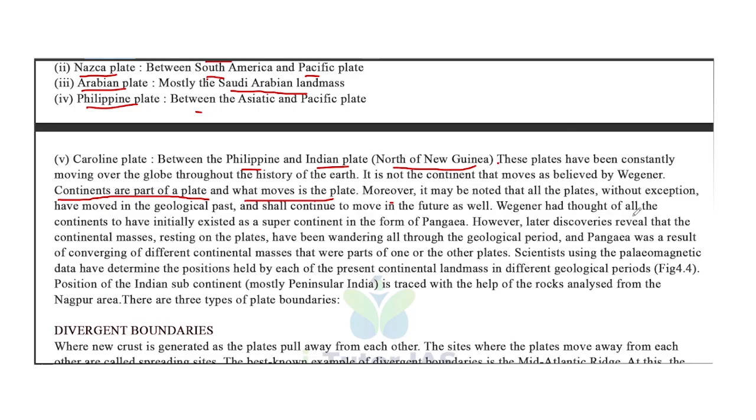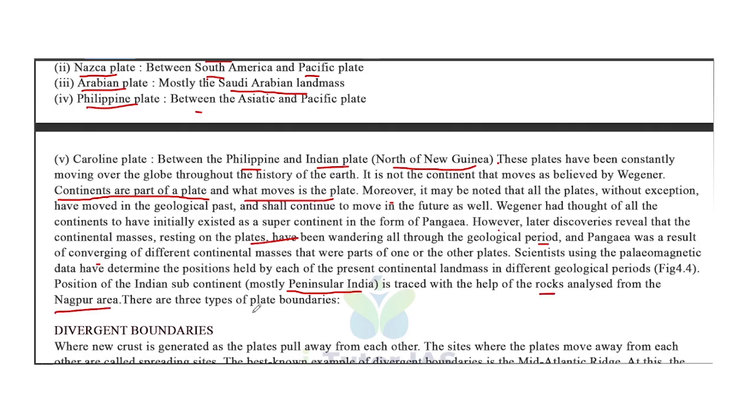Wegener had thought of all the continents to have initially existed as a supercontinent in the form of Pangaea. However, later discoveries revealed that the continental masses resting on the plates have been wandering all through the geological period, and Pangaea was the result of the converging of different continental masses that were part of one or the other plates. Scientists using paleomagnetic data have determined the position held by each of the present continental landmasses in different geological periods. The positions of the Indian subcontinent, mostly Peninsular India, are traced with the help of rocks analyzed from the Nagpur area.